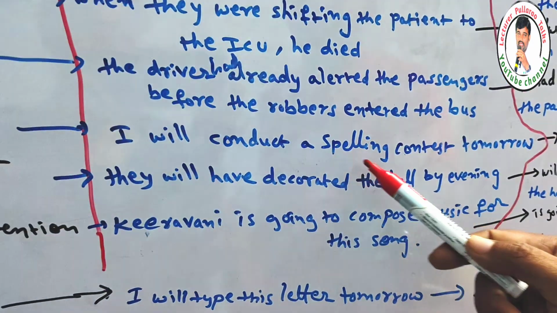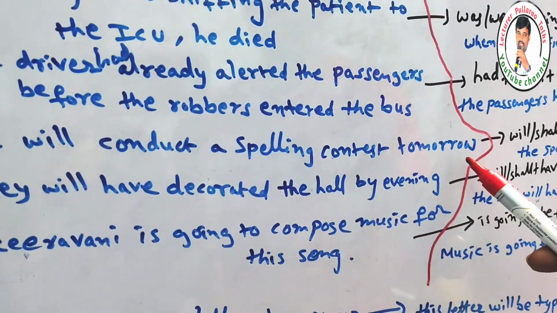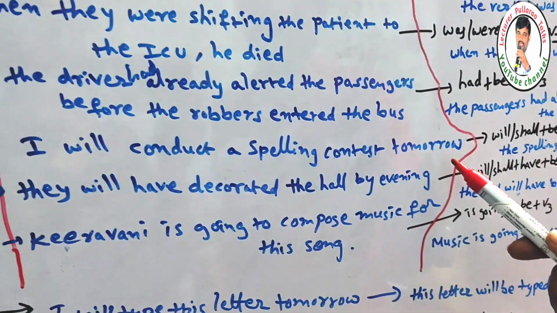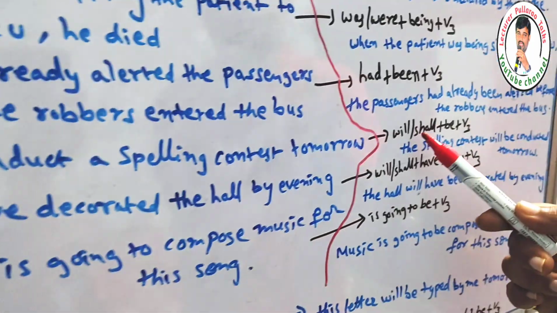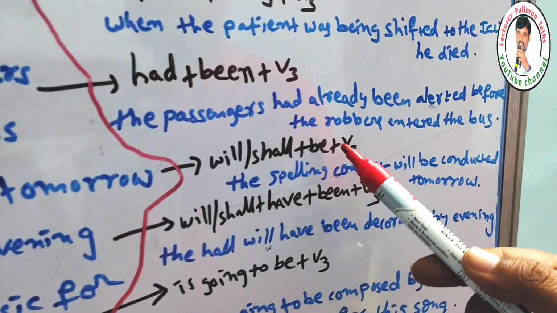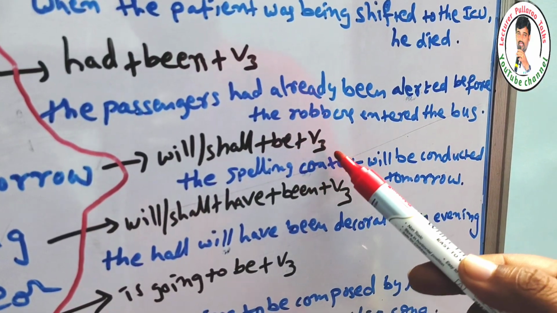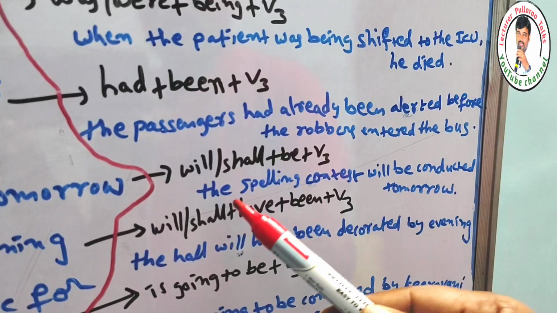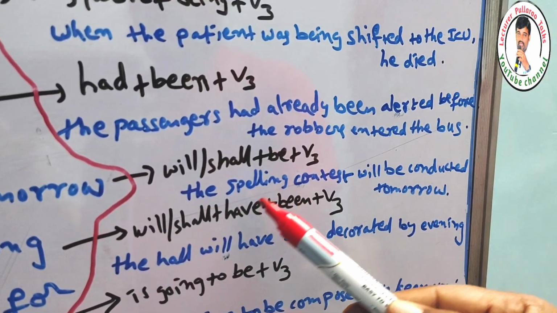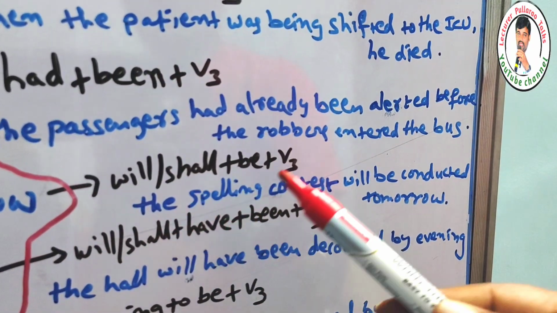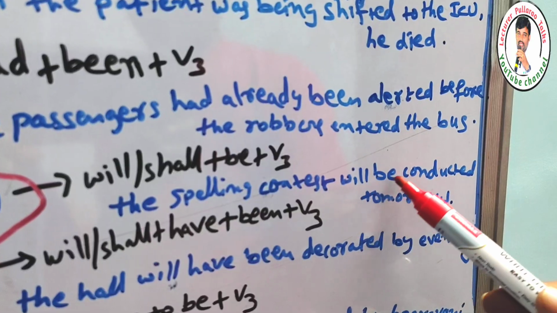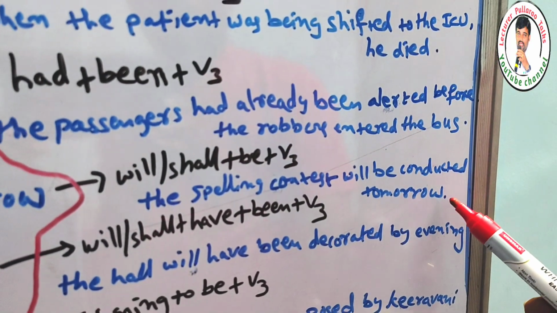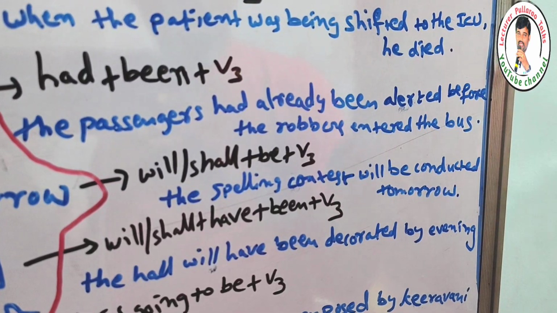I will conduct a spelling contest tomorrow. Now, this is the structure: will or shall plus be plus V3. Now begin with the object. Of course, the spelling contest will be conducted tomorrow. Okay, this is simple future.